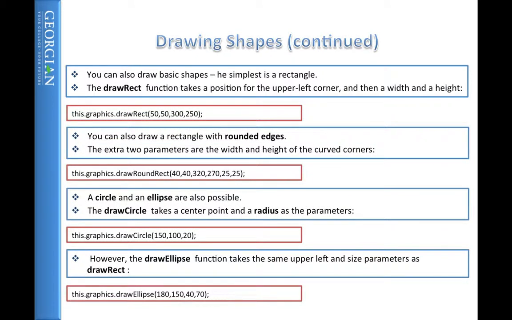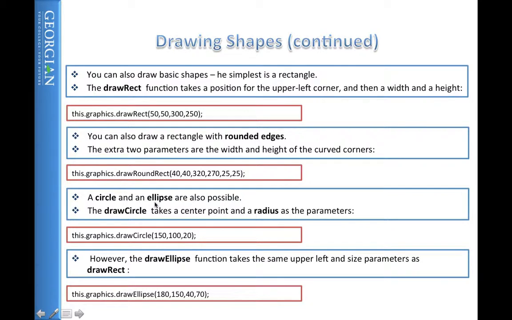For rectangles, it's pretty much the same way. You have your height and your width, right? And also the upper left-hand corner position. So 50-50 is the upper left-hand corner, and then you've got your width and your height, 300 by 250. And now you get your rectangle, right? So that's how you do a rectangle. You can also draw a round rectangle with rounded edges, right? And again, you've got a couple of extra parameters with width and height and the curved corners. The curved corners are 25 pixels apiece, right?